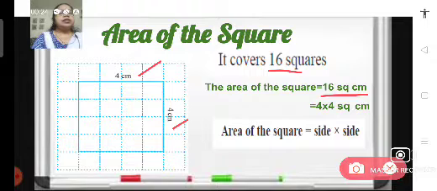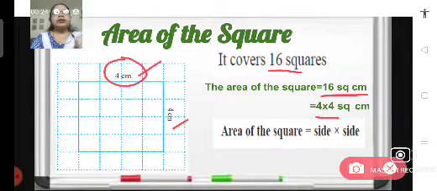16 square centimeters is equal to 4 multiplied by 4, isn't it? And 4 is each side, 4 centimeter each side. So we can conclude that area of square is side multiplied by side.